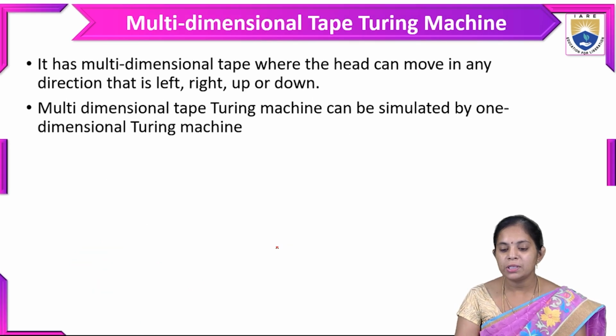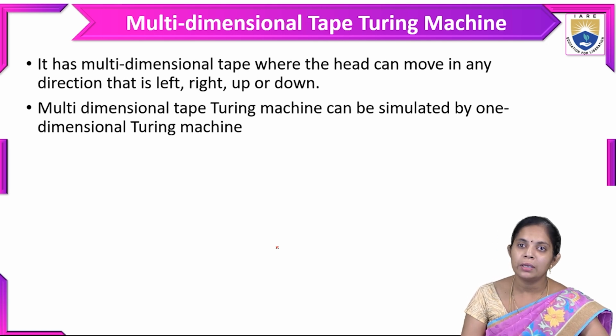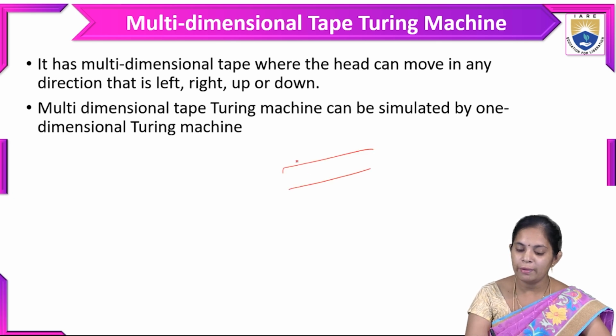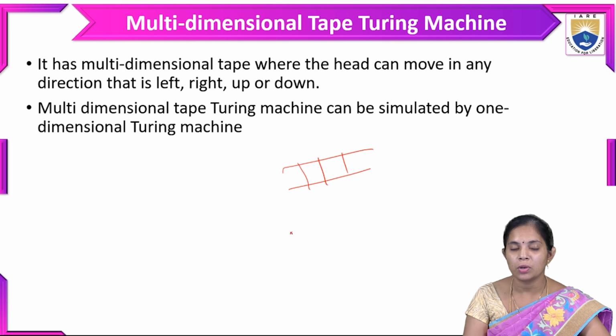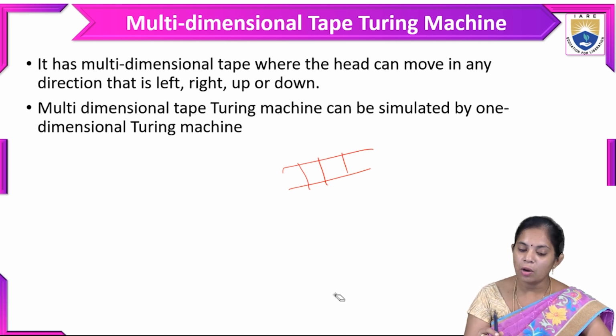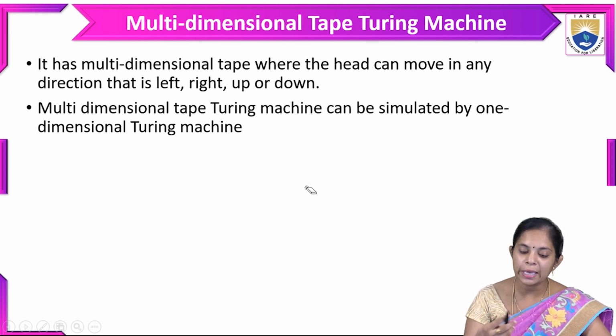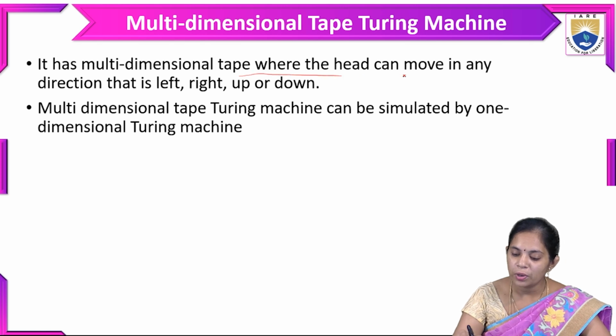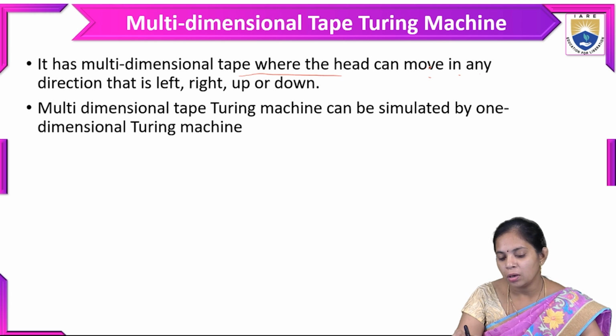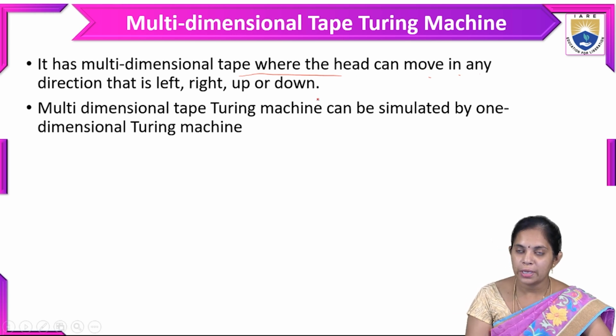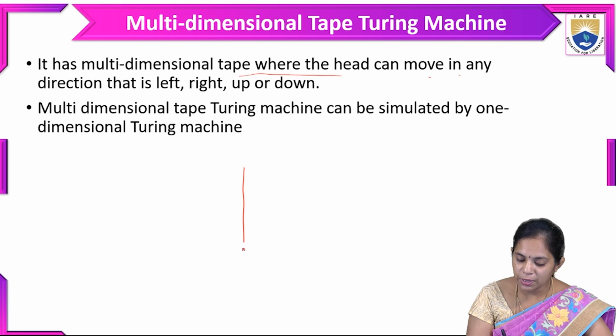Next one, multi-dimensional tape Turing machine. Till now we have seen two-dimensional, that is nothing but rows and columns. Now we will see the multi-dimensional tape. It has a multi-dimensional tape where the head can move in any direction, that is left, right, and up and down. So let me write this.